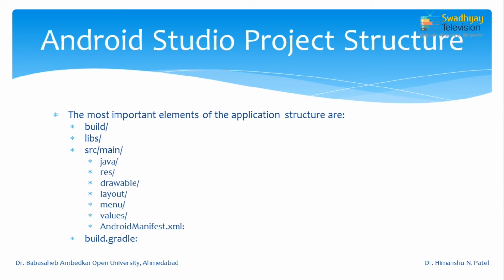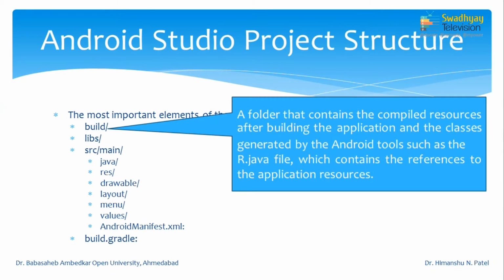Now let us look at what is actually stored in all these folders, because we have not discussed how the project structure is organized. So we will understand what content is stored in the different folders created by Android Studio whenever you create an Android application project. So first is the build folder. What is there in the build folder?